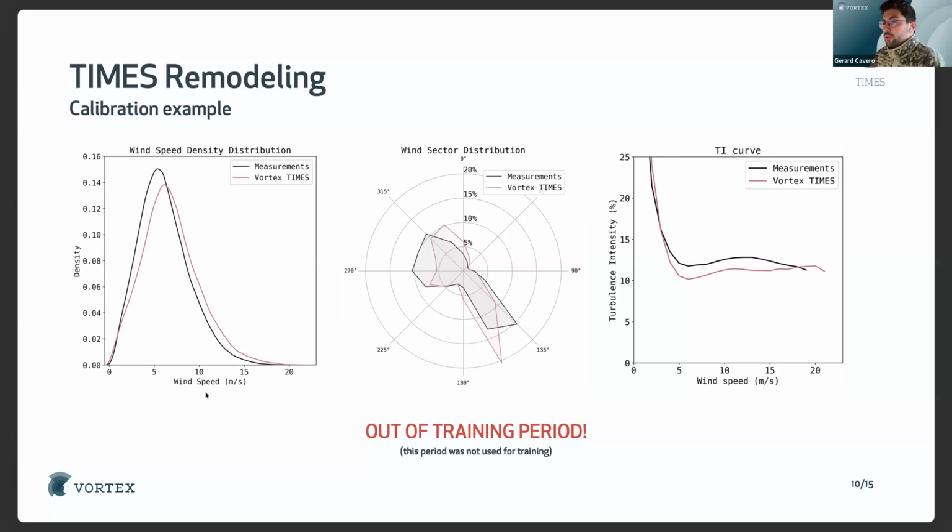So again, we perform the calibration for this out of training period, and if we collapse the Times remodeling time series and we plot it here, we can see that this slight overestimation on the wind speed has been corrected by Times remodeling. Same for the wind rose, and this underestimation of the TI curve has also been adjusted.